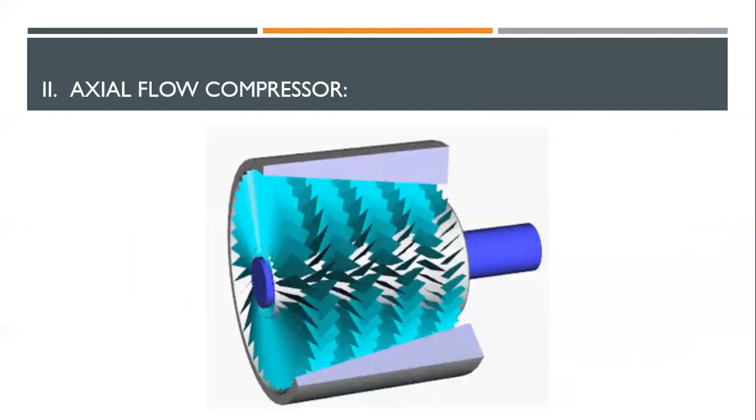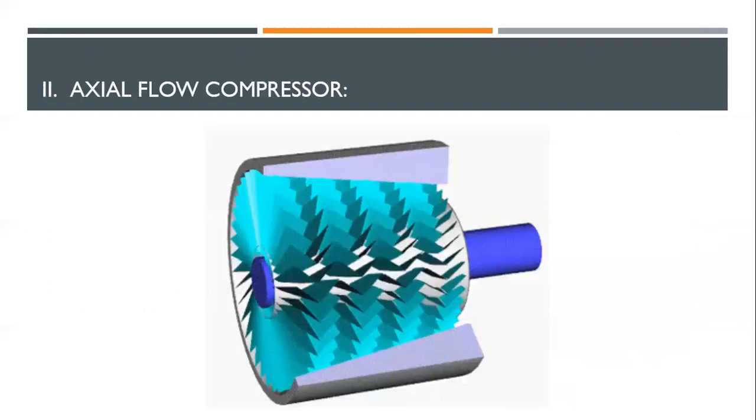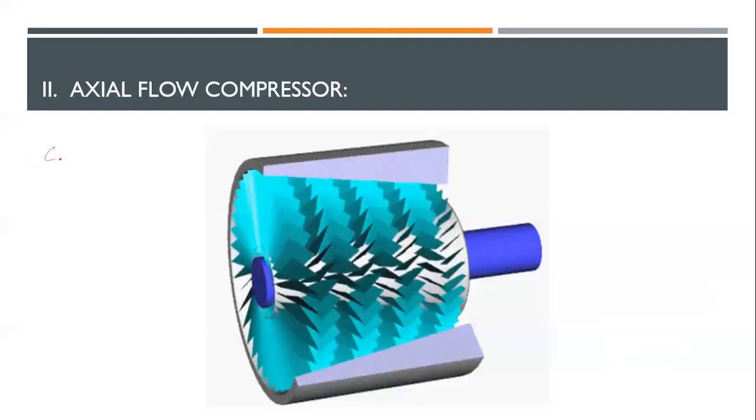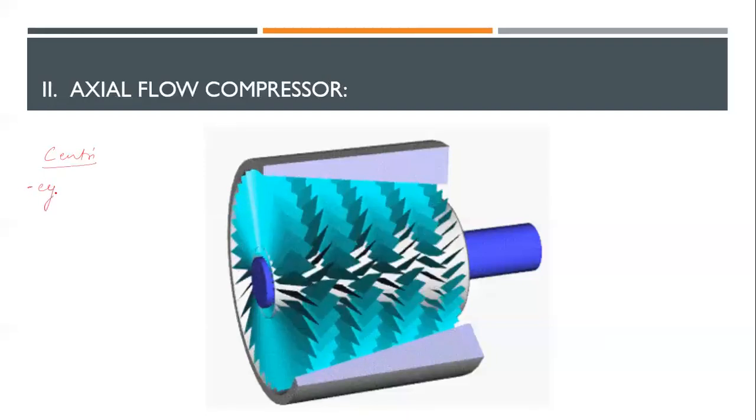Okay, now we'll come to the axial compressor. See how it works. Okay, simply we have the same set of things. Right now we just discussed centrifugal, and I'll write down the components which are involved. We have the eye, we have the impeller, and we have the diffuser.